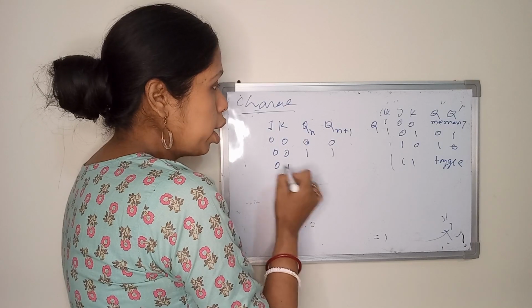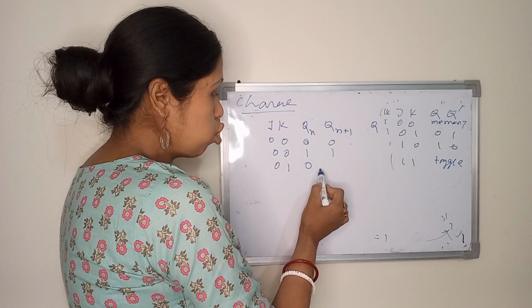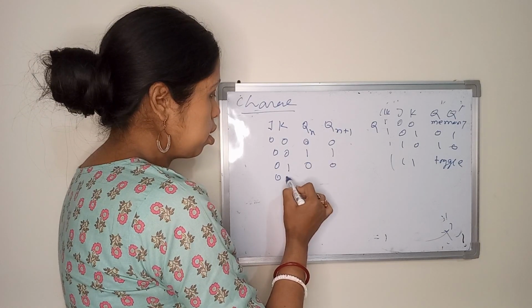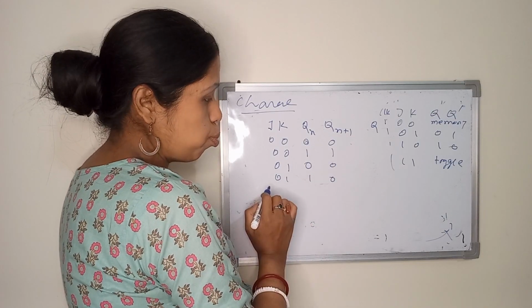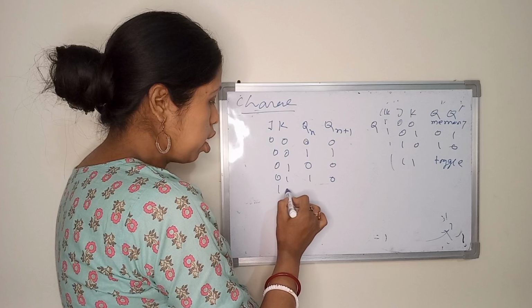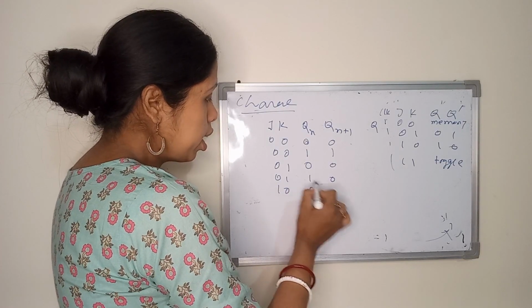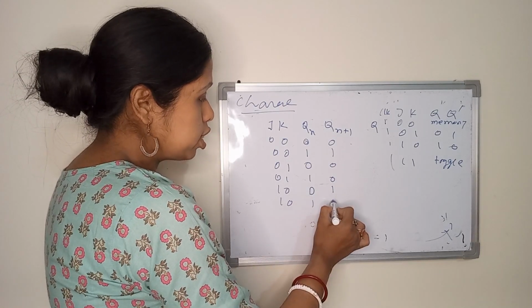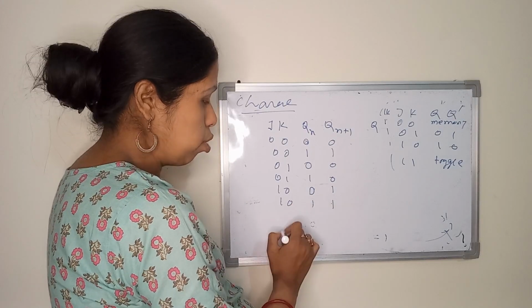Now 0, 1. In the case of 0, 1, whatever my past value, it reflects the J value at the present output. For 1, 0, it is 0. It reflects the J value again. Either the past value is 0 or 1, it reflects the J value.